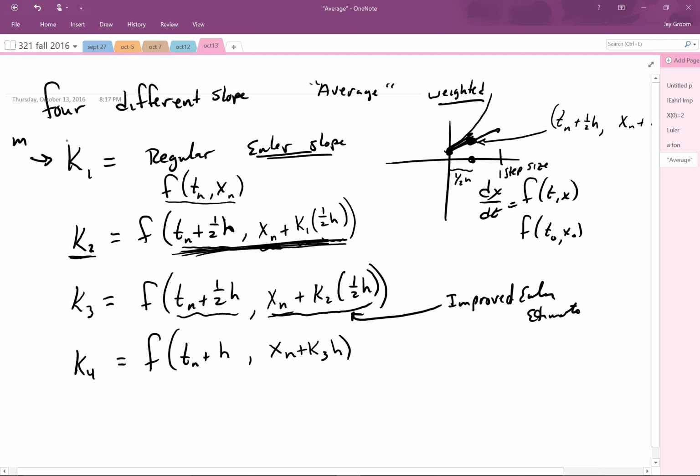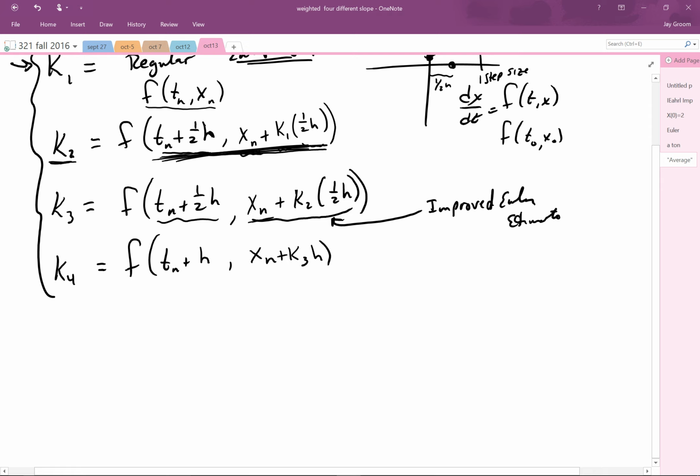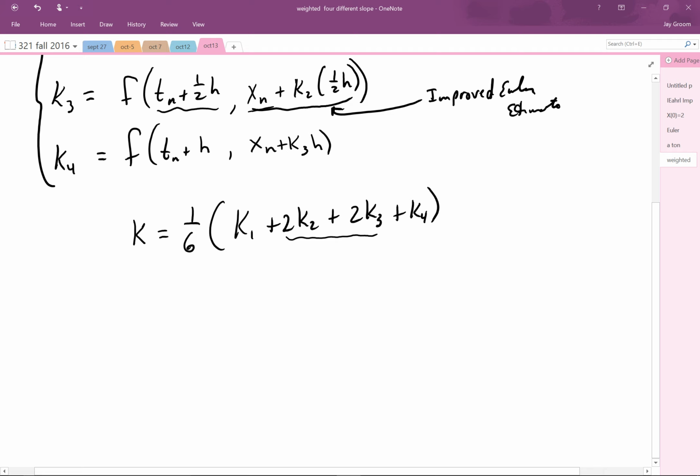Which means we're going to have 1, 2, 3, 4 slopes in Excel. We're going to have 3, 4 columns for that. And then we're going to have k. And what k is actually is 1/6 (k1 plus 2 k2 plus 2 k3 plus k4). And what's going to happen here is you are weighting these middle two with more weight. Okay? And so obviously those are doing more of the telling of what's going on. The end two slopes, not as much.